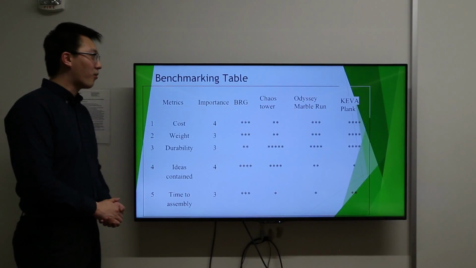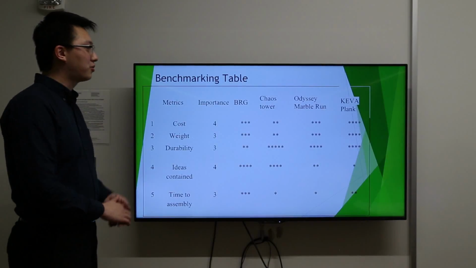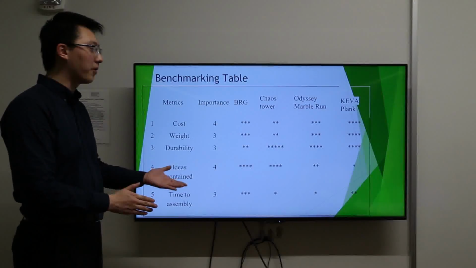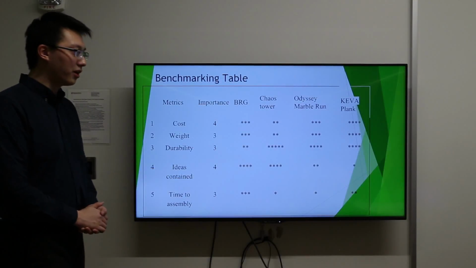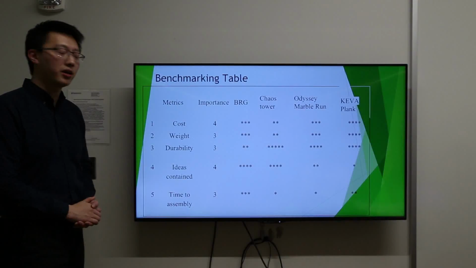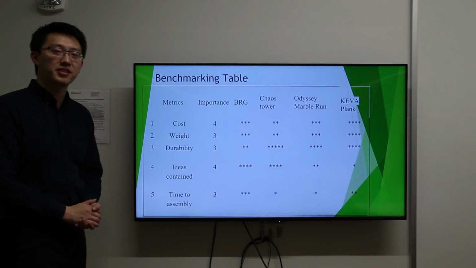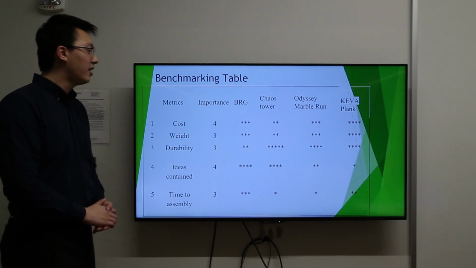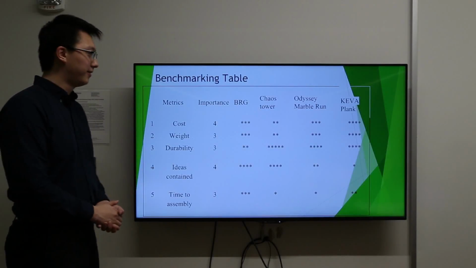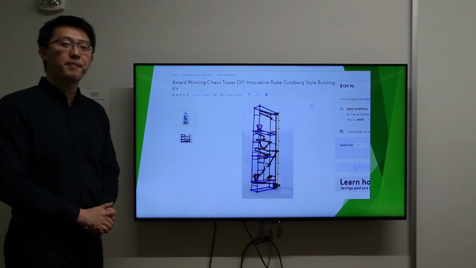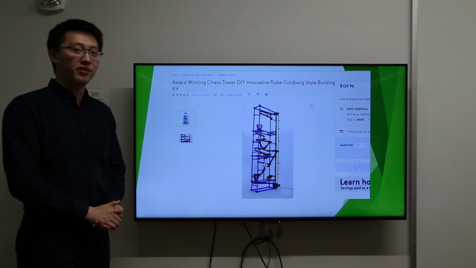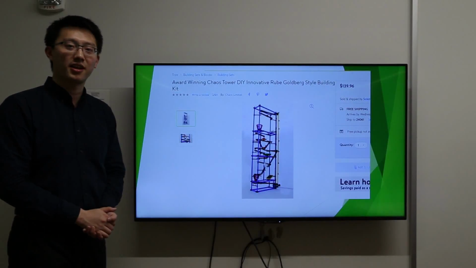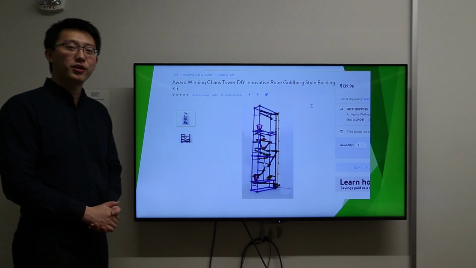Here, as you can see, is our benchmarking table. We were able to find 3 products that are already released in the market and compare them with our BRG project. For our BRG project and all the products we compared, we think the cost and the ideas contained are the most important aspects to make our product more successful. And here is the most competitive product that we found in the market, the Chaos Tower, described in the previous slide. Our goal is to compete with it.